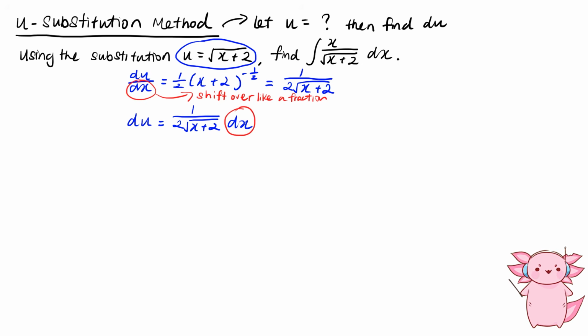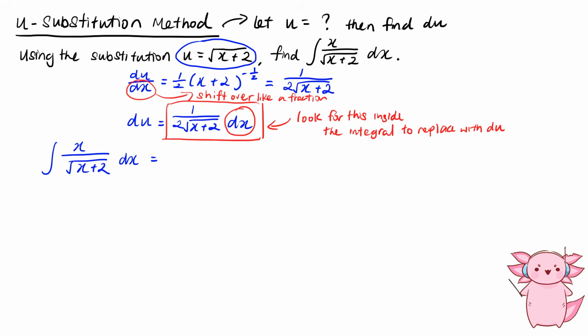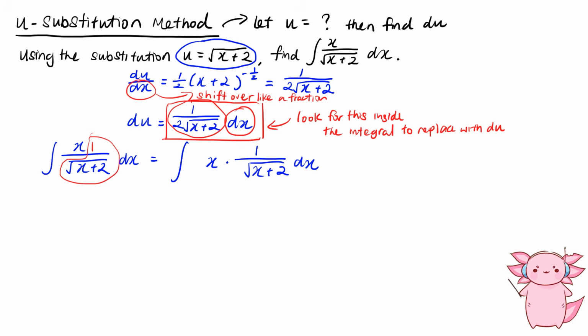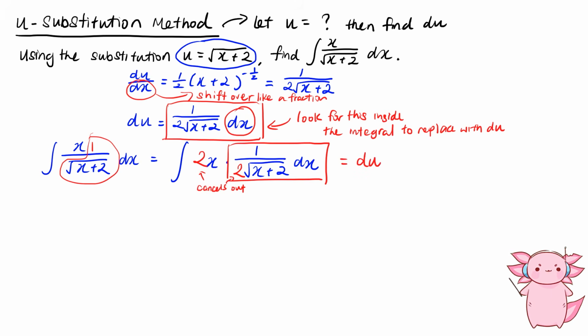Now, this is where the magic happens. We want to look for this inside our integral, which we can kind of see over here. So let's split up the fraction inside our integral, so we are looking for 1 over 2 square root of x plus 2, but we only have 1 over square root x plus 2. So we gotta do this trick where we multiply this by 2 and divide this by 2 because it kind of cancels out. Now you can see that all of this is equal to du, so let's replace all of this by slapping on a du over here.